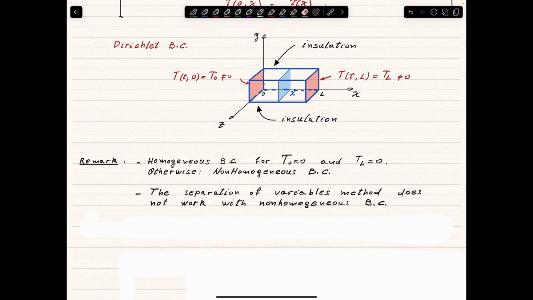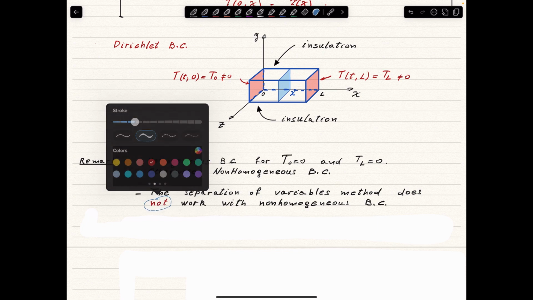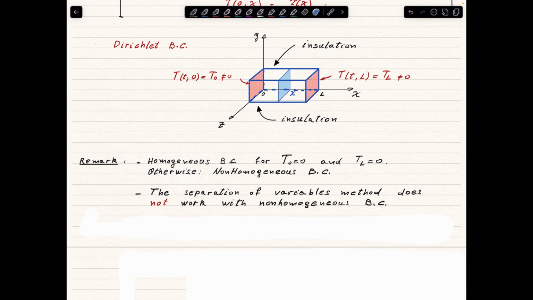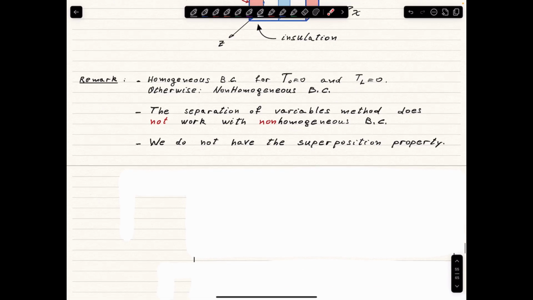Now, the separation of variables method does not work with non-homogeneous boundary conditions, so let's put that in red. And why does the separation of variables method not work? Well, because we do not have the superposition property. So let's see that in a simple example.